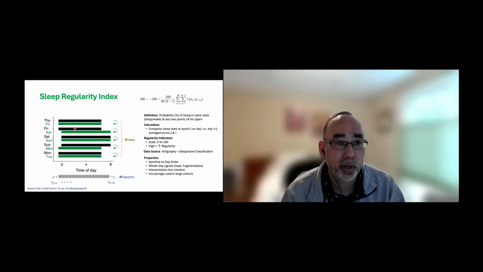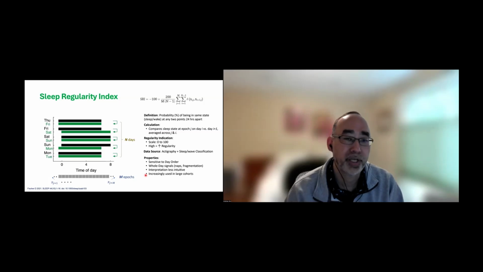Because this data requires such granular data for sleep-wake classification, almost every 30 seconds to every minute, it requires the use of actigraphy. You cannot use questionnaires for this. And this actigraphy should have a sleep-wake classification in order for us to enter this into the formula. The property of this SRI is that it's sensitive to the day order, as I mentioned. It incorporates the whole day, so it does incorporate naps and fragmentation. The value is a little less intuitive than, let's say, the social jet lag index, but it is being increasingly used in large cohorts.